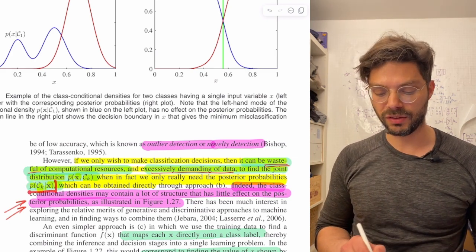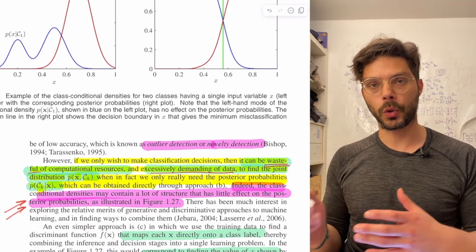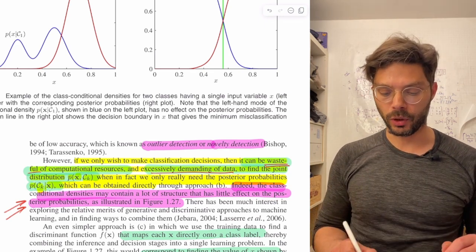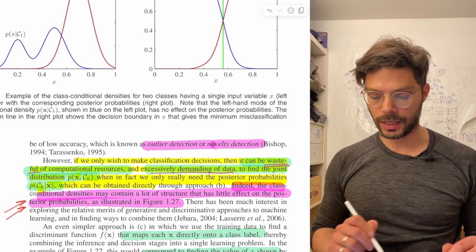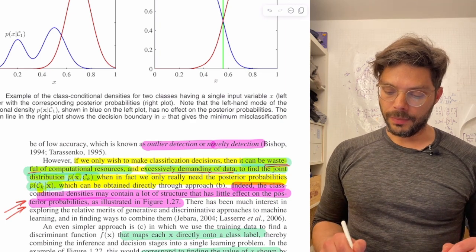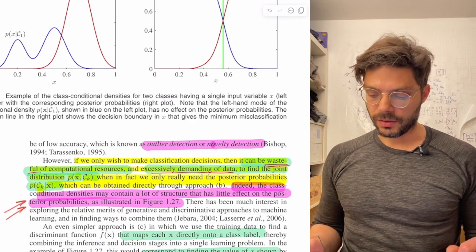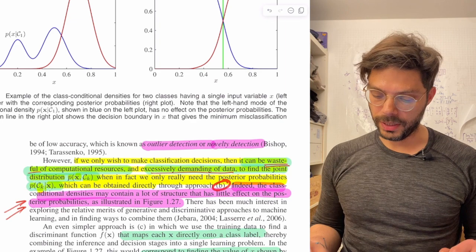Okay, so all we need is this. So why actually learn the joint distribution of C_k and x when all you need is the posterior distribution on the classes, which can be directly posed. So that's the whole point of this approach B.